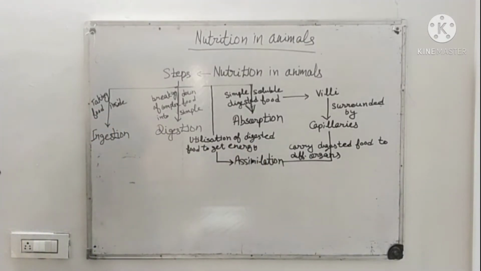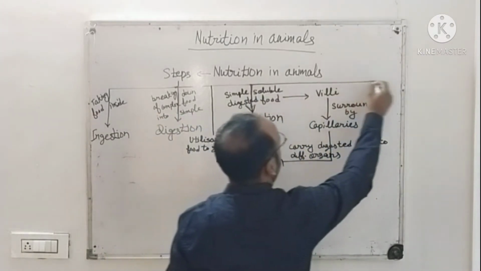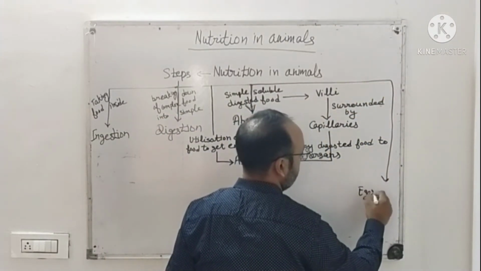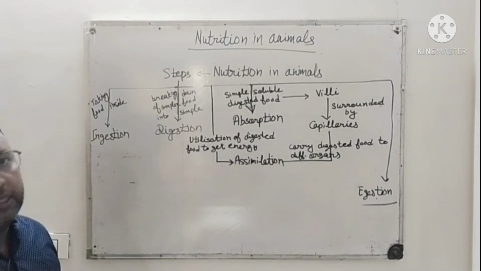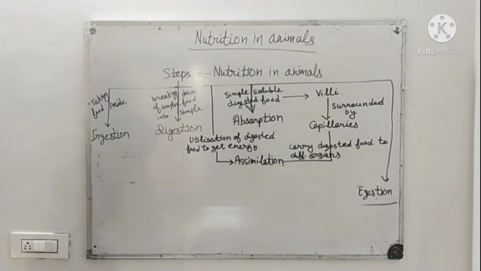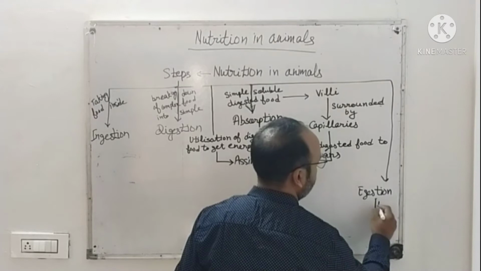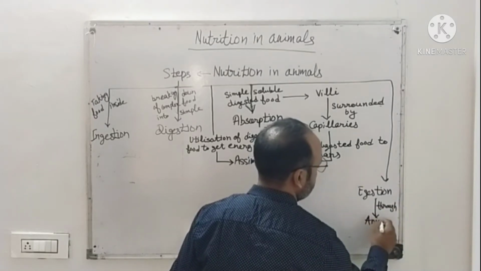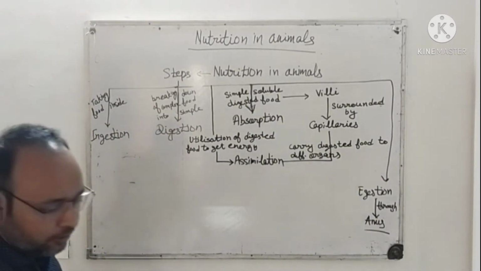So both are joined to the same thing, right? Then last but not least, we have the removal of undigested food which is not required. That process is called egestion, and egestion occurs through the anus, right?